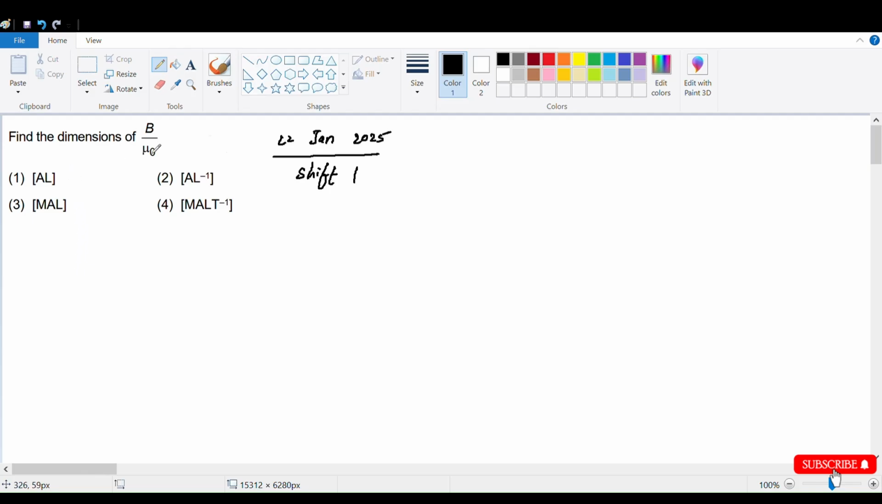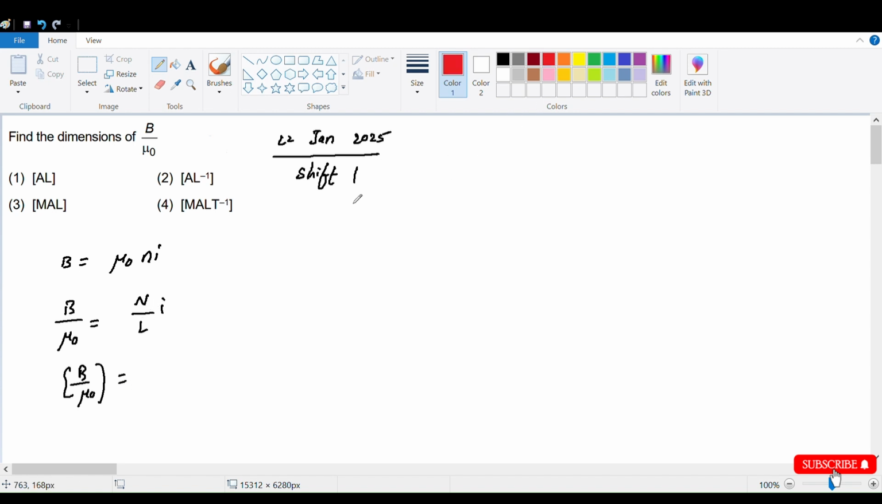We want the dimensional formula of B by mu naught. We know the formula: B is equal to mu naught N i, and this formula is for the magnetic field of a solenoid. Here we want the dimensional formula of B by mu naught. Here n is the number of turns per unit length, so we can say capital N by L, times I.